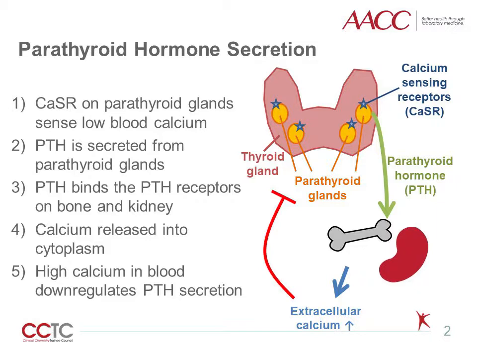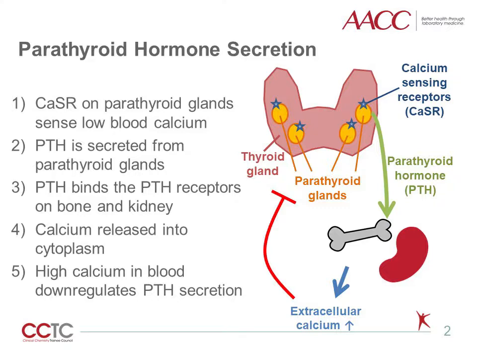Parathyroid hormone, or PTH, is an 84 amino acid peptide hormone that is secreted from the parathyroid gland with the primary function of calcium regulation. For PTH secretion, calcium-sensing receptors on the parathyroid gland surface sense ionized calcium concentrations in the blood. In response to low calcium detected by the calcium-sensing receptors, the parathyroid secretes PTH to raise extracellular calcium levels.